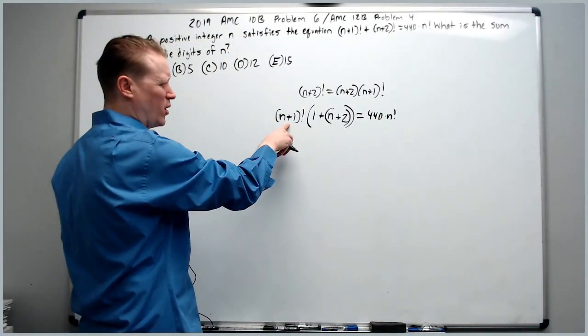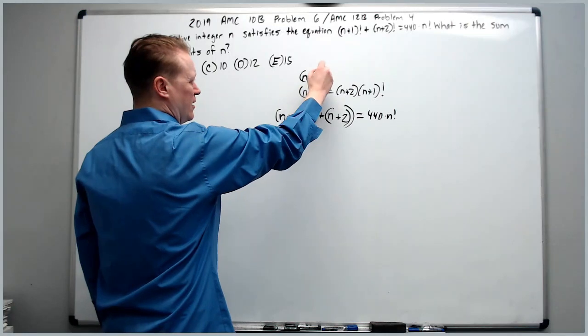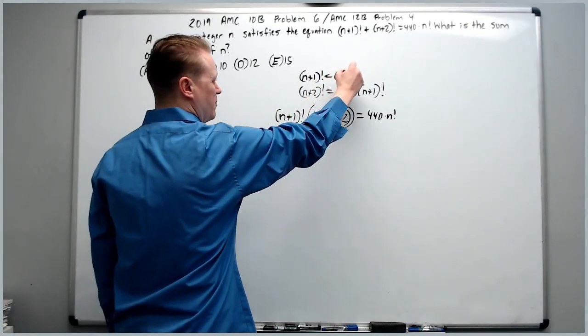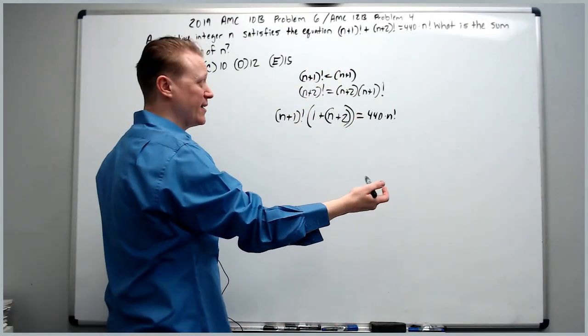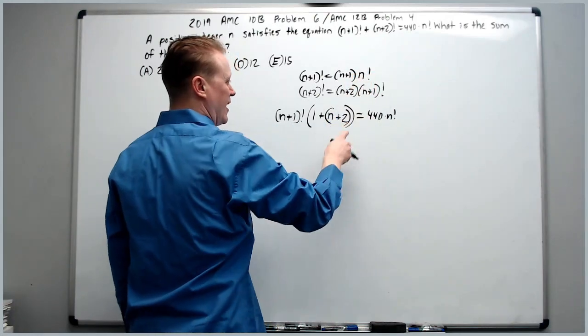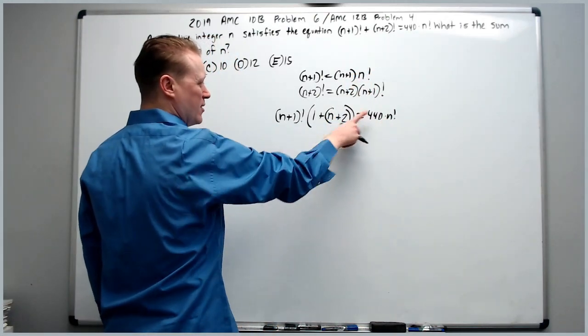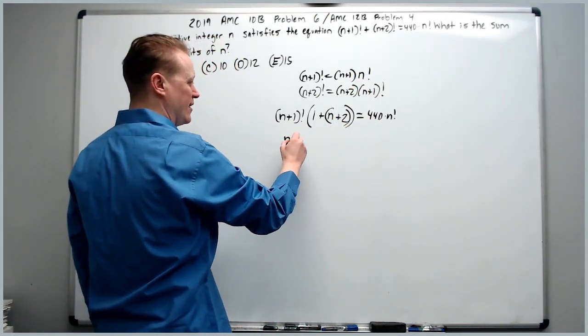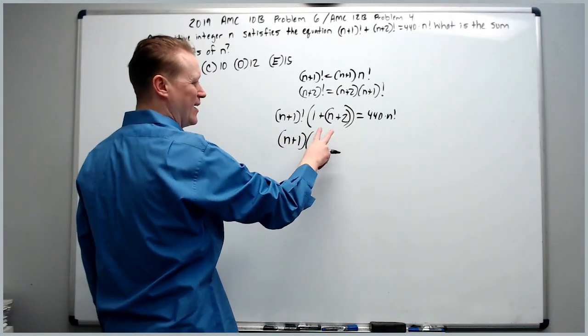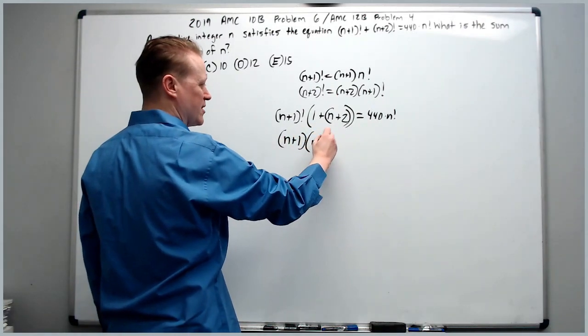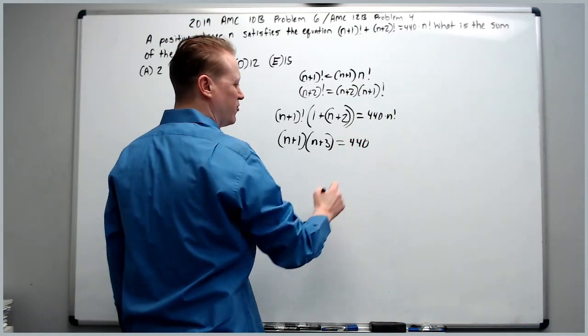Now, (n+1)! is equal to n+1 times n!. You just subtract 1 and keep going. It's times n!, which is going to allow us to cancel with this and leave an n+1 behind. This becomes n+3, and it equals 440.